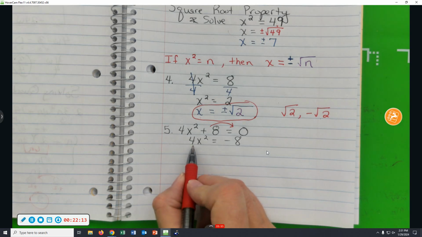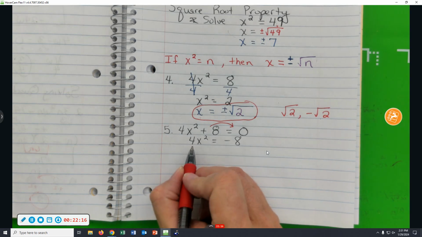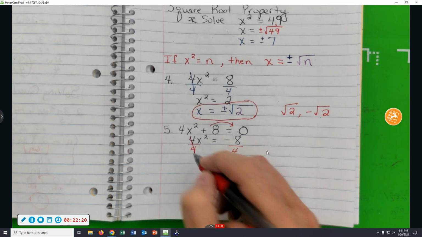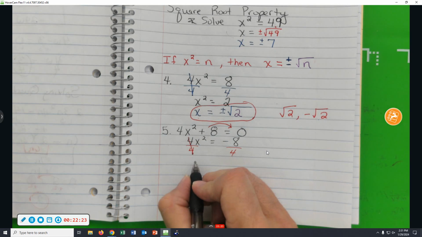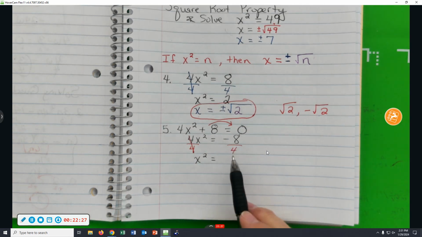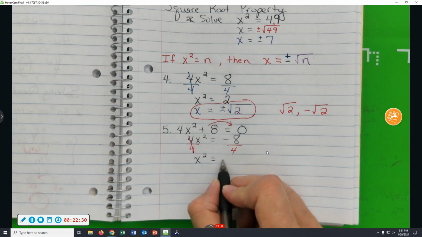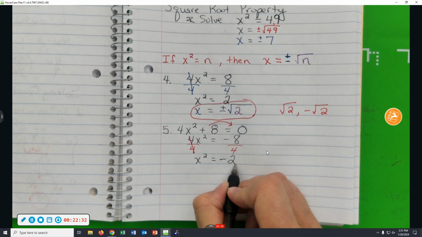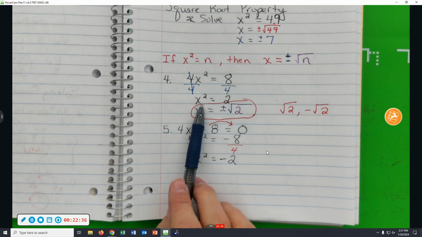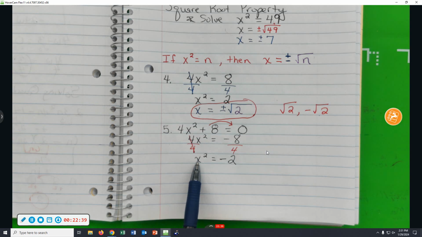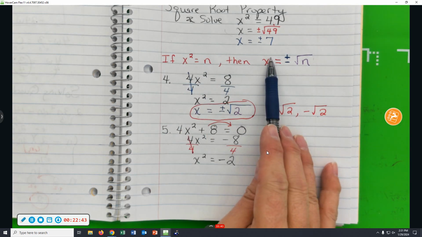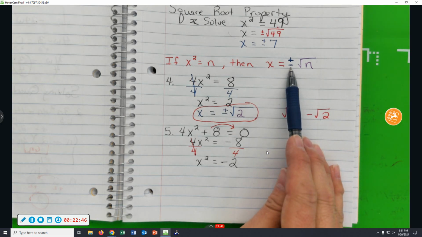Now it's similar to number 4, except there's going to be a negative. What do I mean? Well, to get the x squared by itself, what do I do? Divide by 4. And we have x squared equals negative 8 divided by 4 is negative 2. I'll do exactly what we did up here. Drop the square on the left. Once you have it in the form x squared equals number, you can drop the square, stick a plus minus square root on the other side.